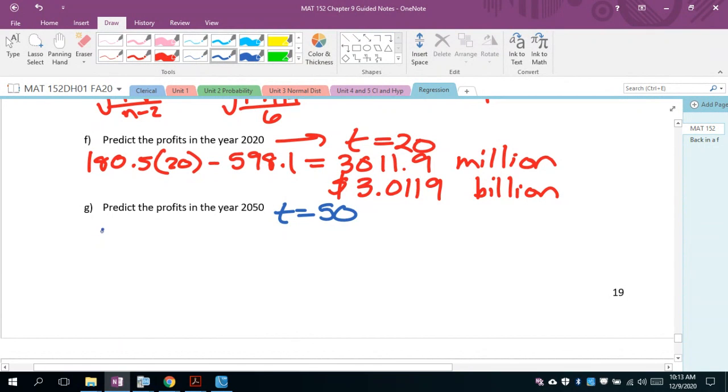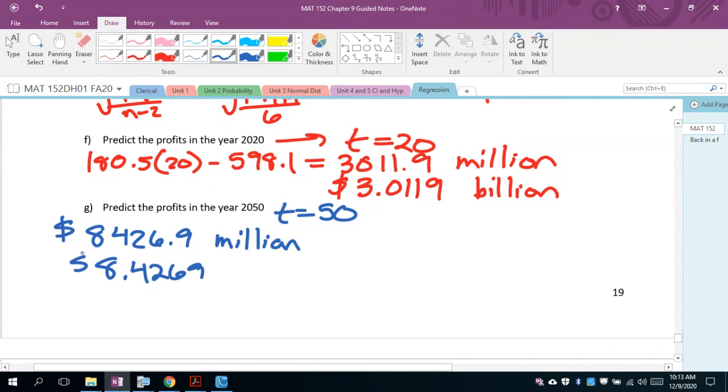And so basically we get 8,426.9 million, or $8.4269 billion.